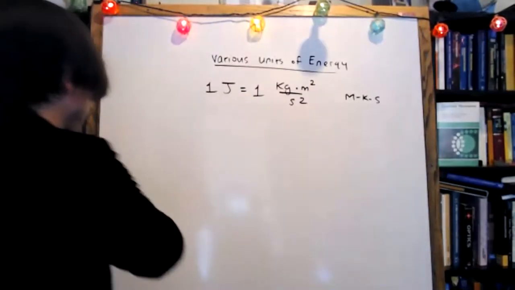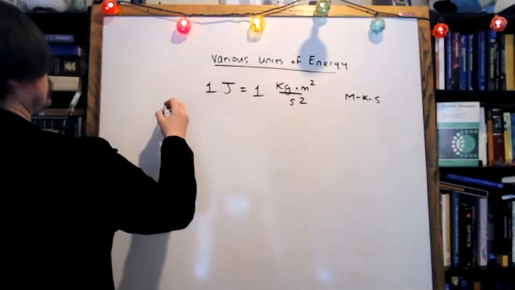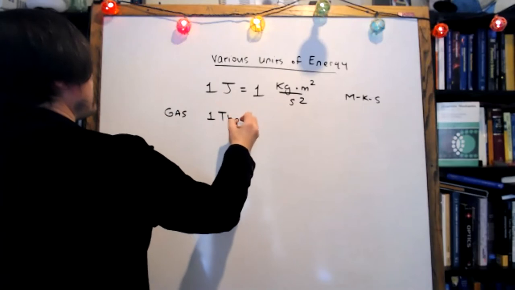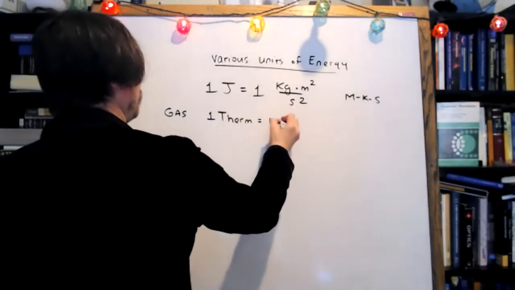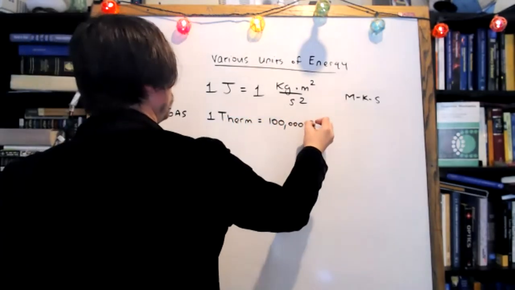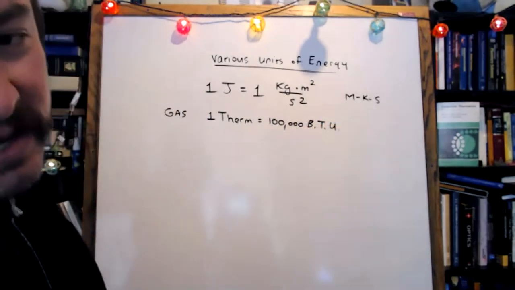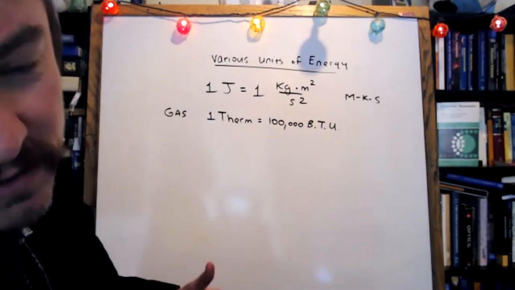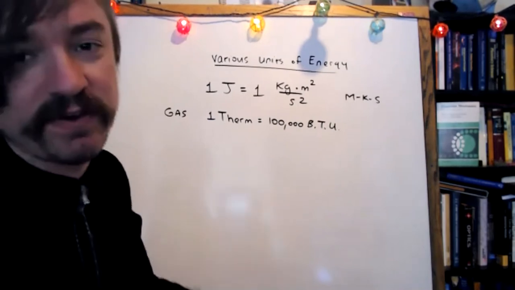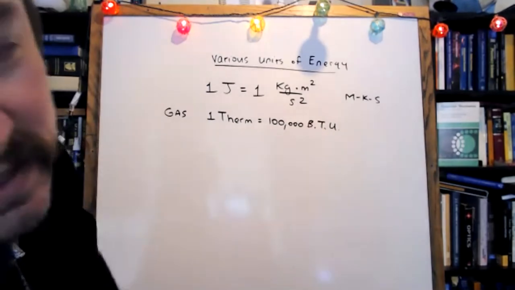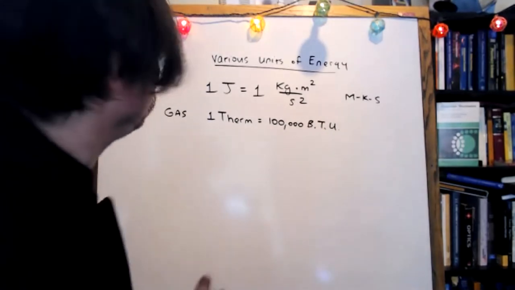So when you pay your gas bill, one therm is 100,000 British thermal units. If you go to Job Lot to buy an air conditioner, they'll tell you how many BTUs of energy it uses or absorbs.